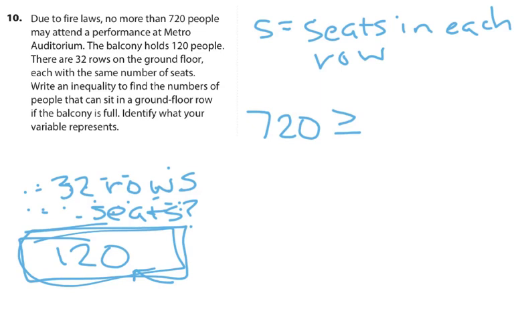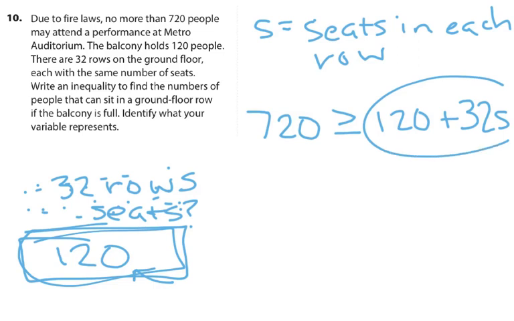And so I have to do the 120 people plus those 32 rows times S. Does that make sense to you? So in this case, 720 was my maximum. And then these two represent the people in the balcony and the 32 rows, and the S represents the seats in each row. And if I undo all of this by getting rid of the 120 first, by subtracting 120, and then dividing both sides by 32, then I can find out how many people can be in each seat. But all they're looking for right now is to write an inequality, not to solve it, just to write it. That's an important thing for you to differentiate.